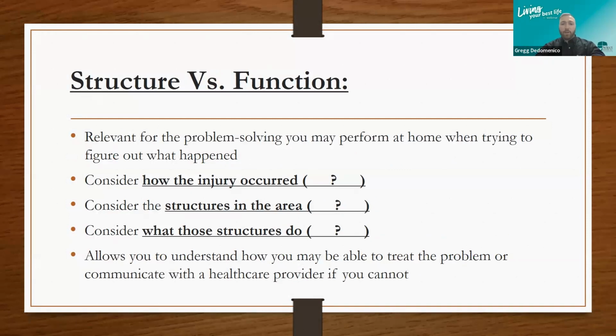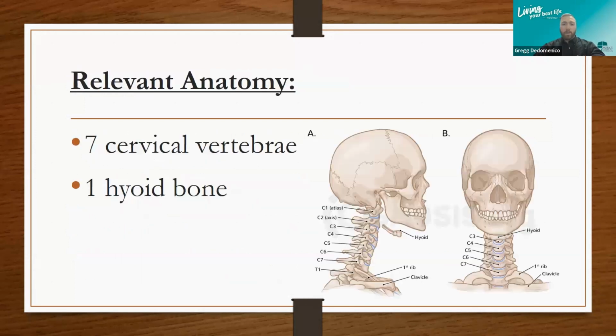So structure versus function is where I want to start this presentation. It's relevant for problem solving that you may perform at home when trying to figure out what happened. There are three important things to consider. It's how the injury occurred, the structures in the area, what those structures do. This allows you to better understand how you may treat the problem and communicate with a healthcare provider if you can't. Now, you'll see I have three areas that are kind of blocked off here, and I'll highlight those in a moment based on the information that we cover.